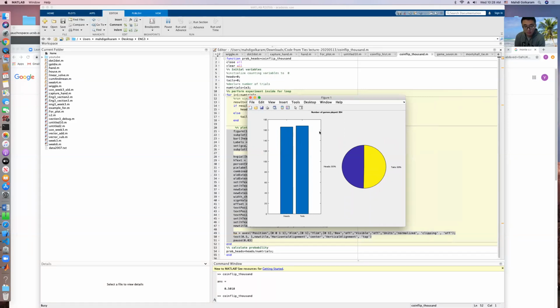If you remember, previously the heights of the bars were quite uneven, right? But as the number gets larger and larger, and also for this pie plot, the percentage will converge to 50% for both of them. Okay, I hope this example is interesting to you guys. Any questions?